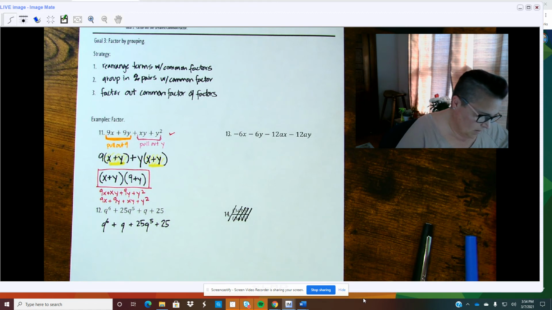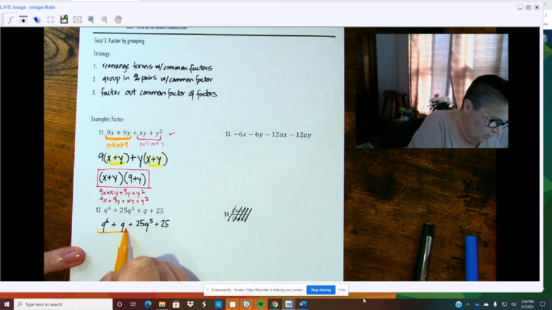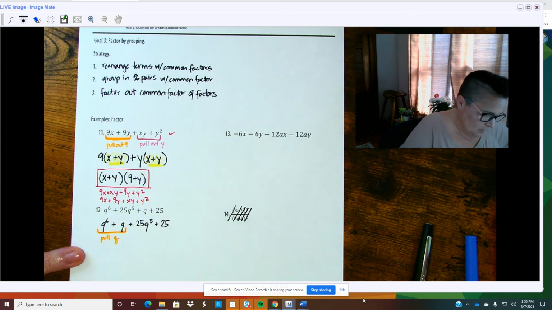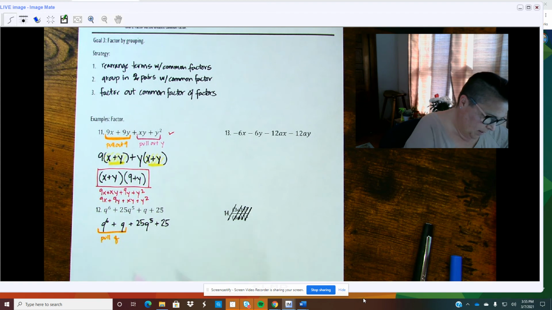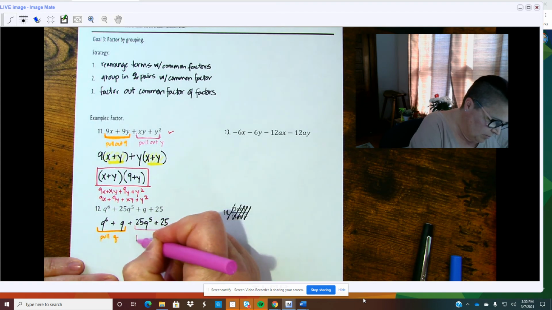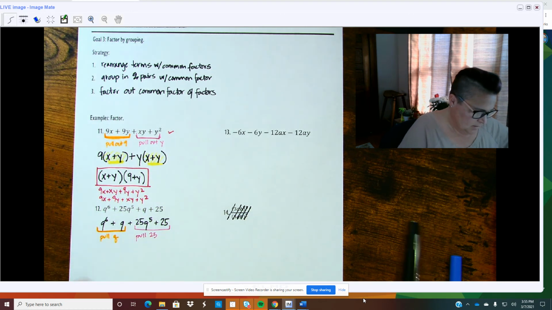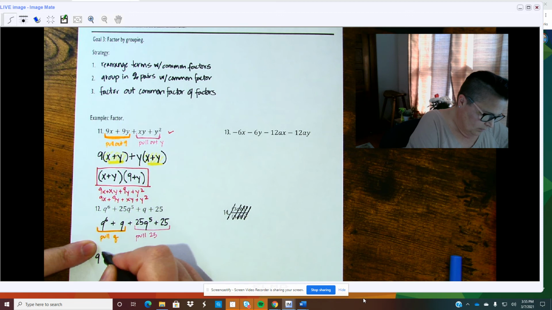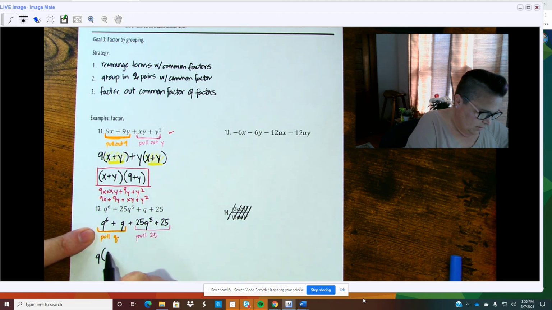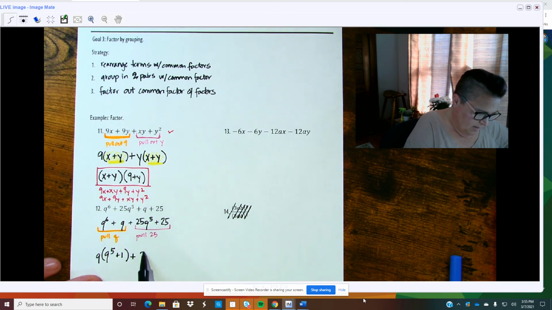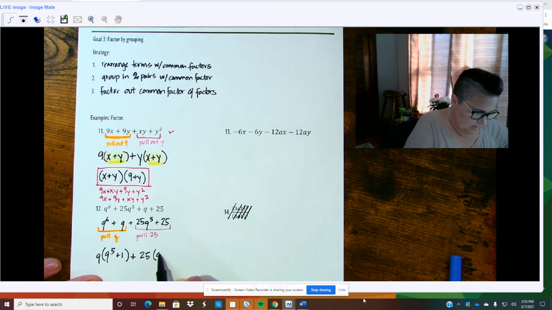Right? Because now I can, this is a little bit awkward, but I can pull out q. And if I'm looking at the other pair right here, I'm going to pull 25. Right? So if I pull a q out, that's going to leave me q to the 5th plus 1, plus, and if I pull a 25 out, that's going to leave me q to the 5th plus 1.